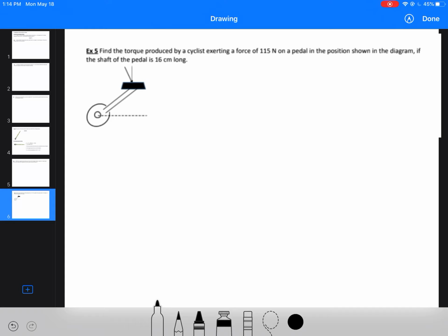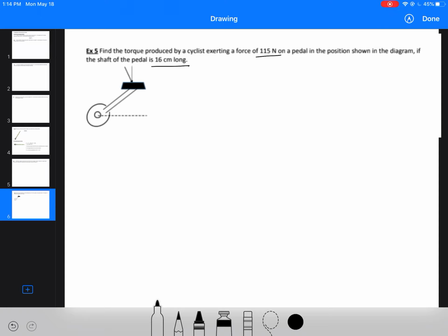So let's take a look at another example of the cross product and torque. Here we're going to take a look at the torque produced by a cyclist exerting a force of 115 newtons on a pedal in the position shown in the diagram if the shaft of the pedal is 16 centimeters long. So let's add in some things on our diagram here.